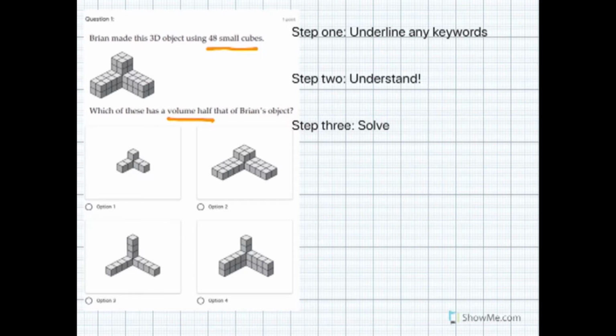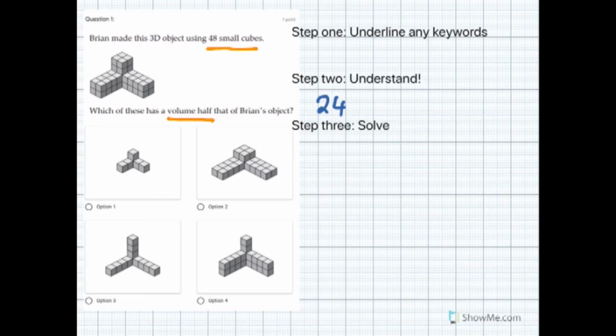Step 2 is to understand. We need to understand that the question wants us to select an object that is half the volume of Brian's object. That is, it has a volume of 24 small cubes. To solve the question now, which is step 3, we begin by looking at all the different options.